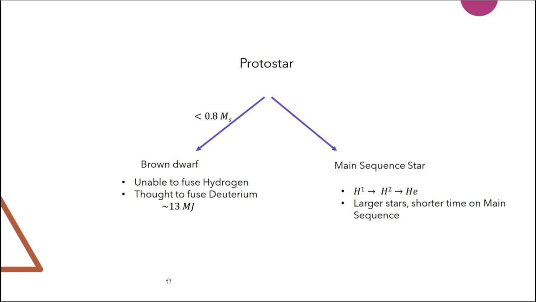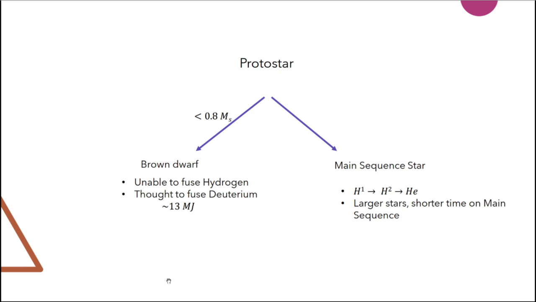So we'll be taking off from where you left off last week, which was where a protostar is formed. From this stage, it can take two paths depending on the mass of the star. It can either become a brown dwarf or a main sequence star. If the mass is less than 0.8 solar masses, it becomes a brown dwarf; if it's higher, it becomes a main sequence star. Brown dwarfs are unable to fuse hydrogen, but they are thought to fuse deuterium, although we haven't actually observed it yet. They are around 13 Jupiter masses. I have no clue why it is related to the mass of Jupiter, but that is what I found.